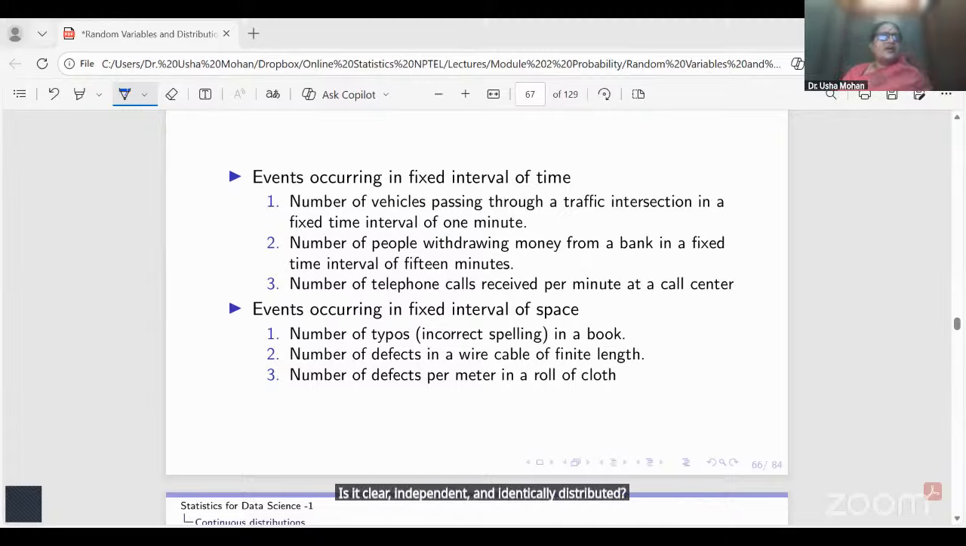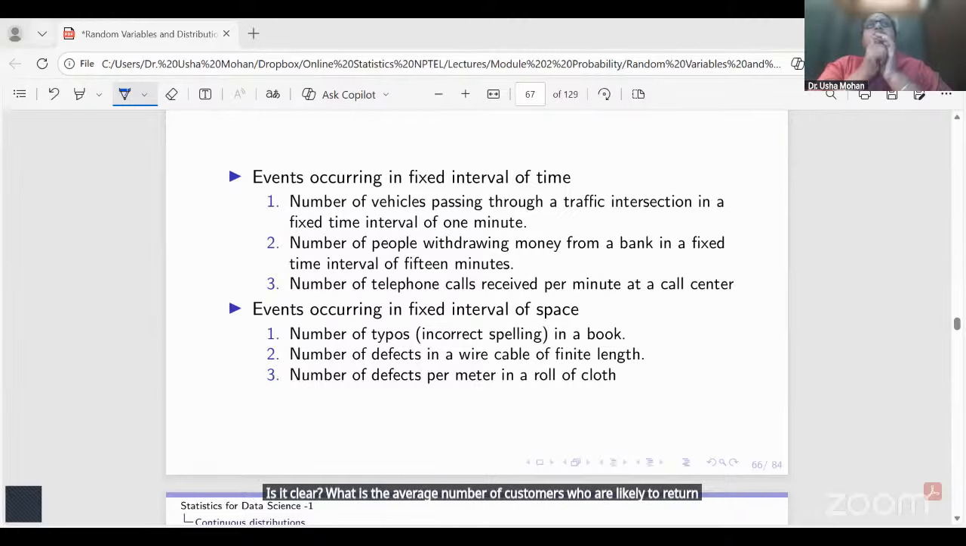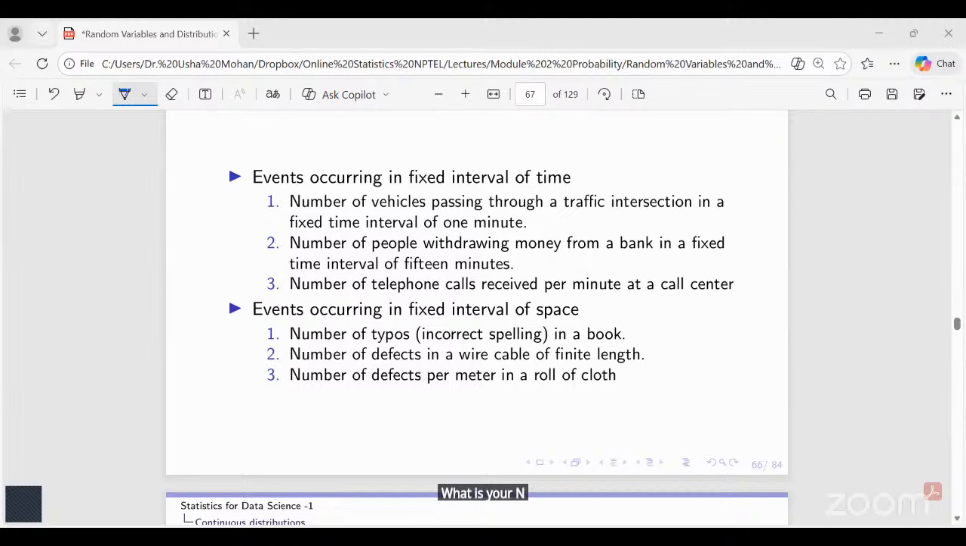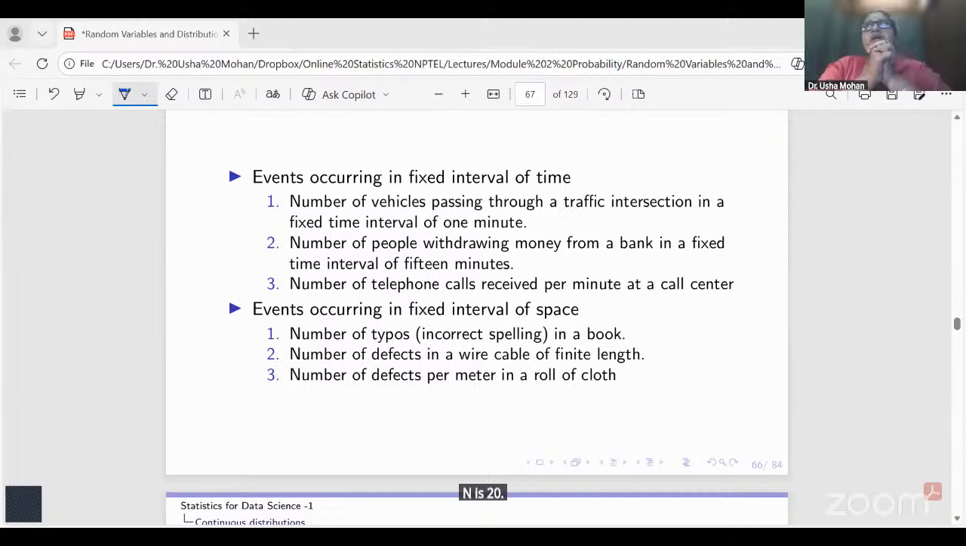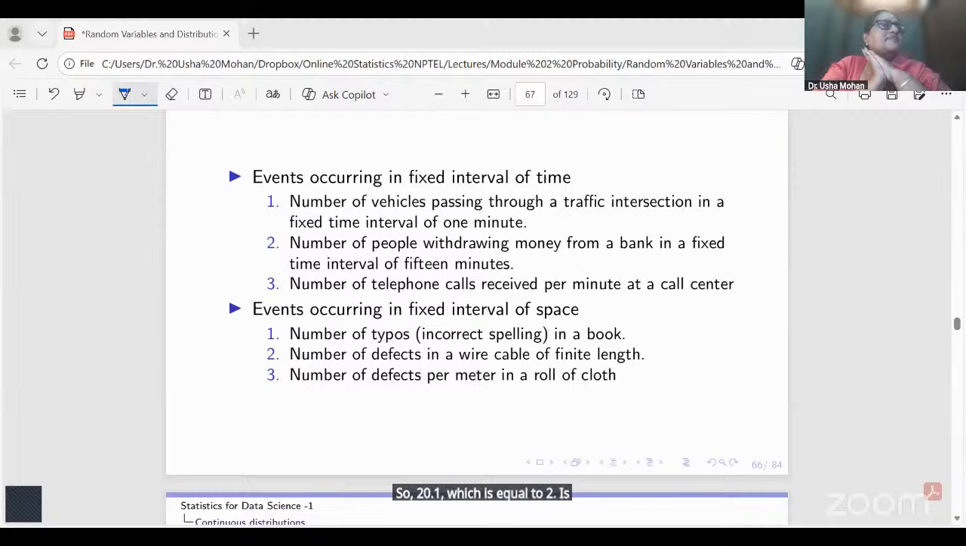What is the average number of customers who are likely to return the items? N is 20. What is P? P is 0.1. So on an average, how many customers will return? 20 times 0.1, which is equal to 2. Is this clear?